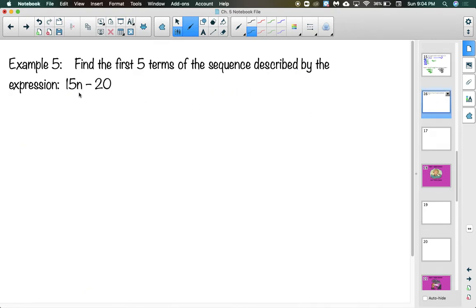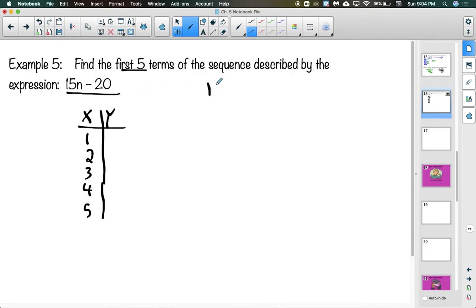Number 5 kind of goes with what we just did. Number 5 says find the first 5 terms of the sequence described by that expression. So what that means is we can set up that same chart we just used, x, y, and we want to find the first 5 terms. So what do we get for y if we put in a 1, a 2, a 3, a 4, and a 5 into this expression? Okay, so 15 times 1 is 15.